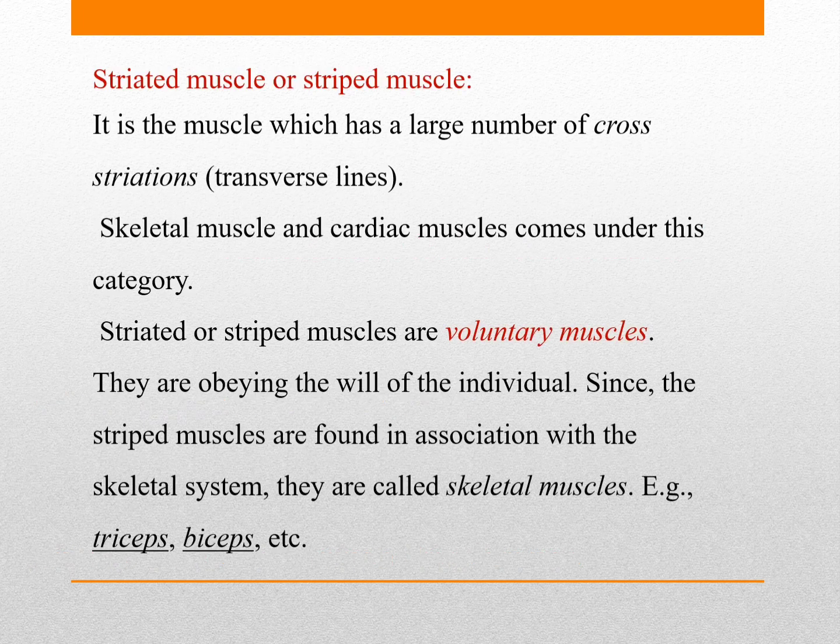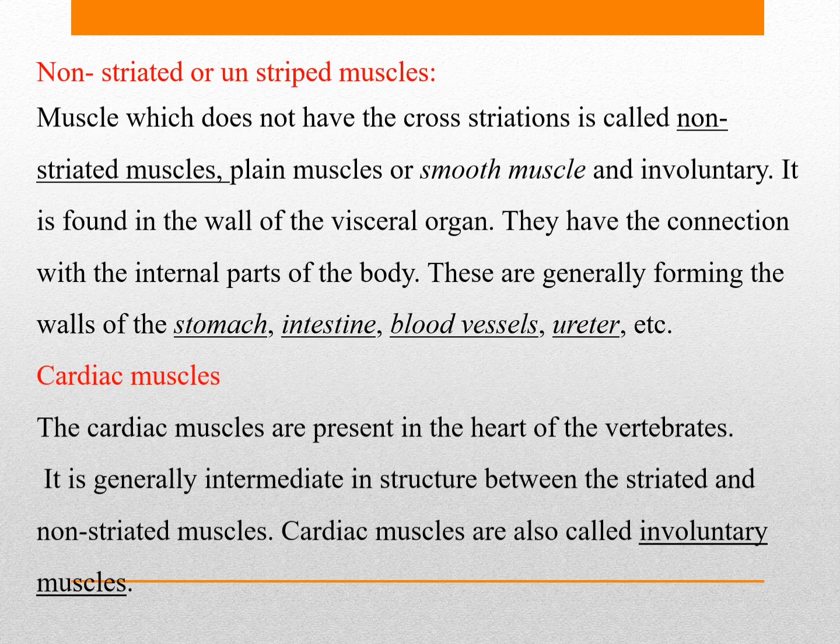Striated or striped muscles. These are the muscles which have a large number of cross striations. Skeletal muscles and cardiac muscles come under this category. They are our voluntary muscles, obeying the will of the individual. Since the striped muscles are found in association with the skeletal system, they are called skeletal muscles. Example: triceps, biceps, etc.